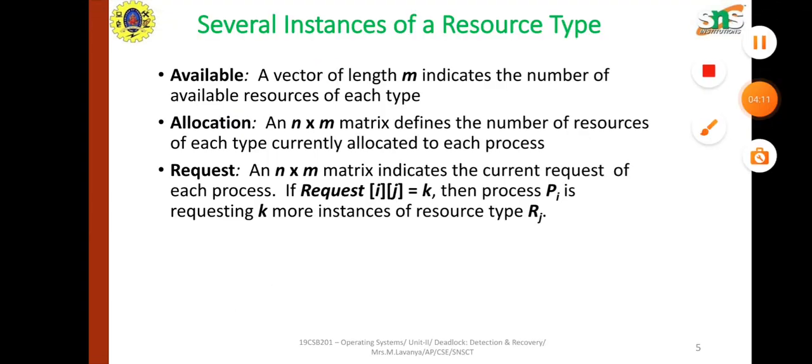Okay, now as a continuation, we are going for several instances of resources. We have already seen the resources might be of single instance or it might be of multiple instances. For single instance, usually we will be using the resource allocation graph for deadlock prevention, and for deadlock detection we will be using the wait for graph. For several instances of resources, for deadlock avoidance we will be using Banker's algorithm.